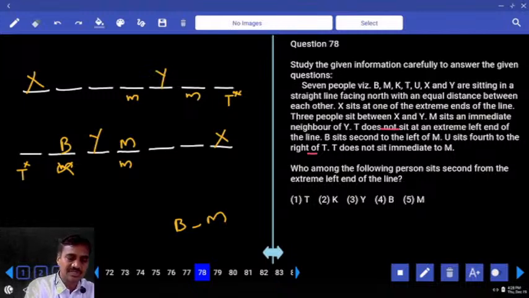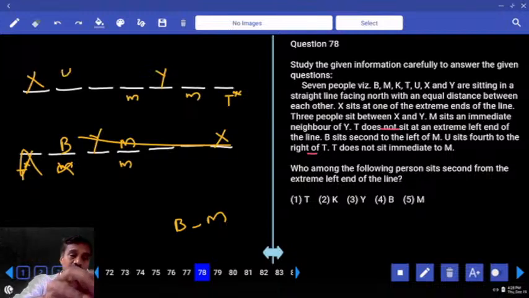Now T cannot be at this place, and T cannot be at any one of these places. And U sits fourth to the right of T. Now can we have U at this place?